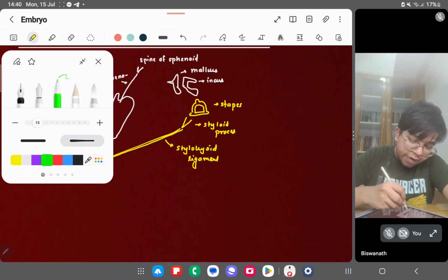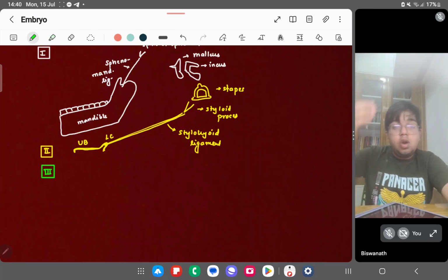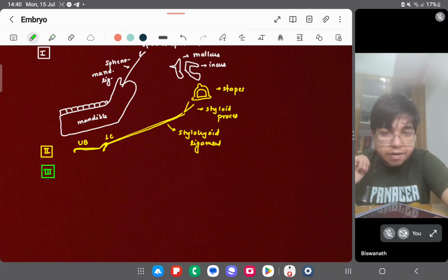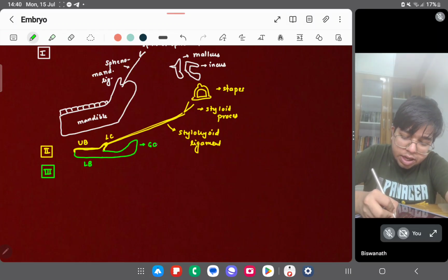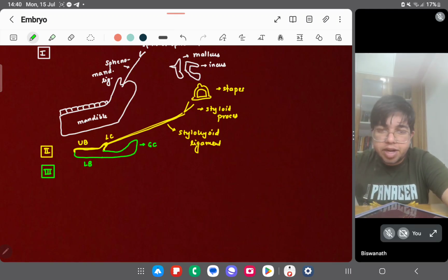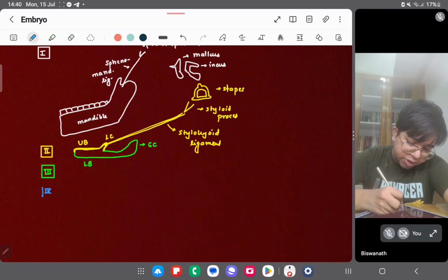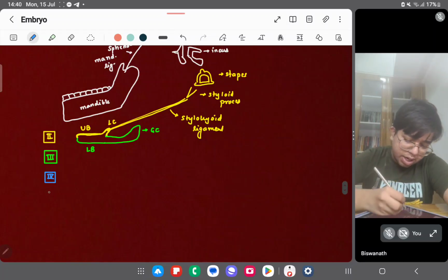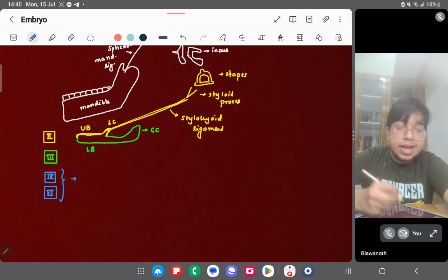Then we'll draw the third pharyngeal arch, which I am drawing in green. So the lower body and the greater cornua of the hyoid bone are derivatives of the third pharyngeal arch, right? So this lower body, LB, and this greater cornua are the derivatives of the third pharyngeal arch. Easy. Then we have the derivatives of the fourth pharyngeal arch, which I am drawing in blue. So all the laryngeal cartilages, remember all the laryngeal cartilages, you can club both the 4th and 6th. So here we'll have all the laryngeal cartilages.